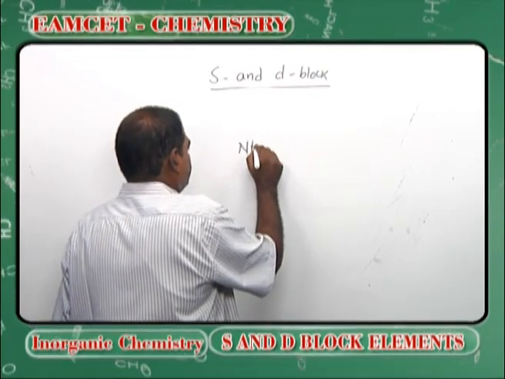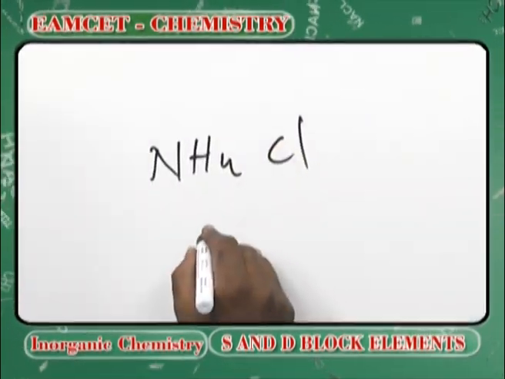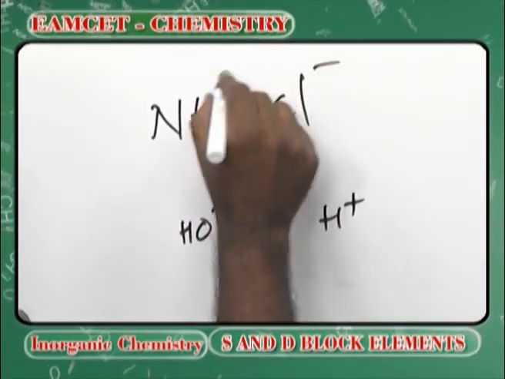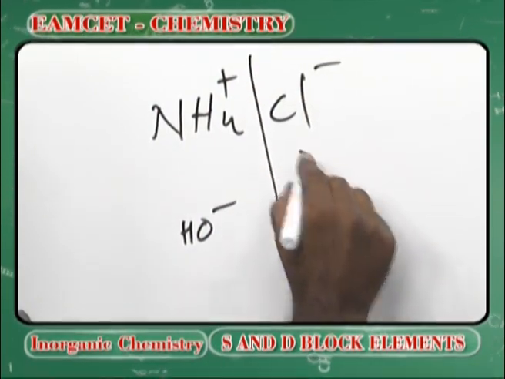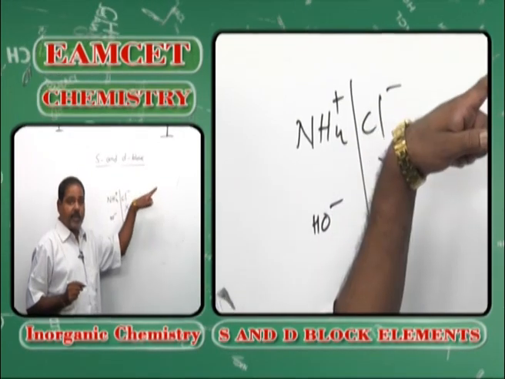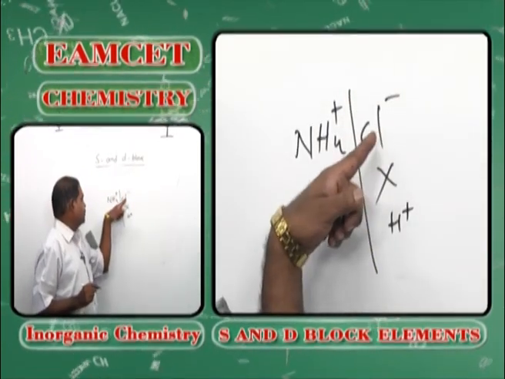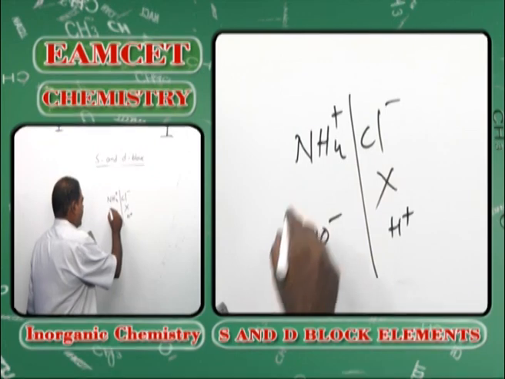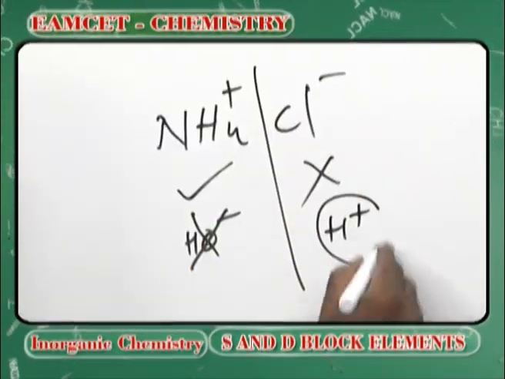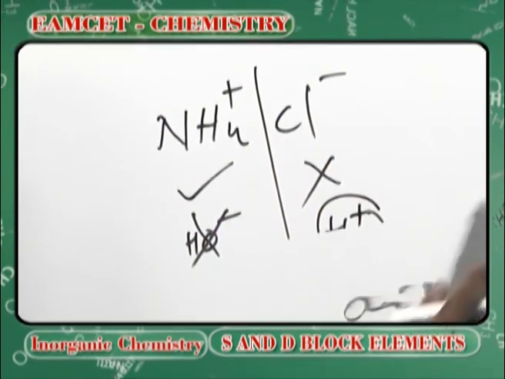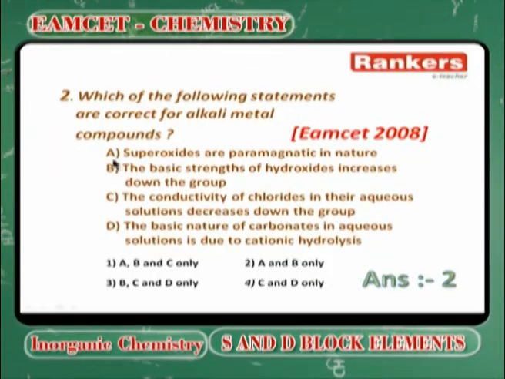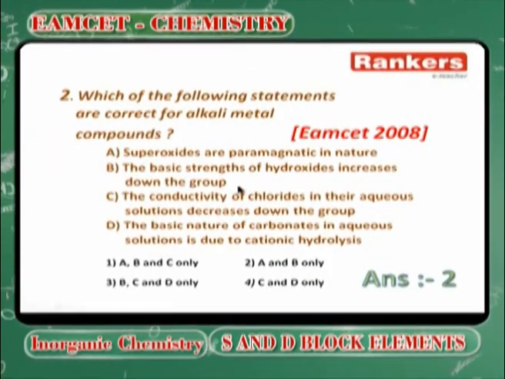Aqueous NH4Cl solution. You have H plus and OH minus. You know about Cl minus. It doesn't eat H plus. Cl minus is an anion of a strong acid. But NH4 plus eats OH minus. So OH minus is not there in water, H plus is there, acidic. Right. Therefore, which are right? Superoxides are paramagnetic, basic strength increases, A and B. So the answer is 2.